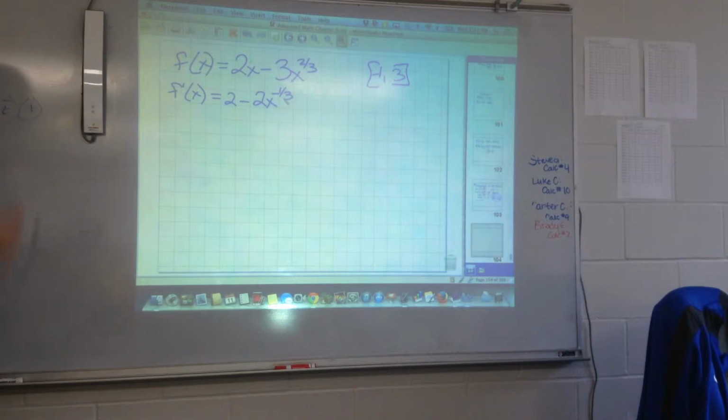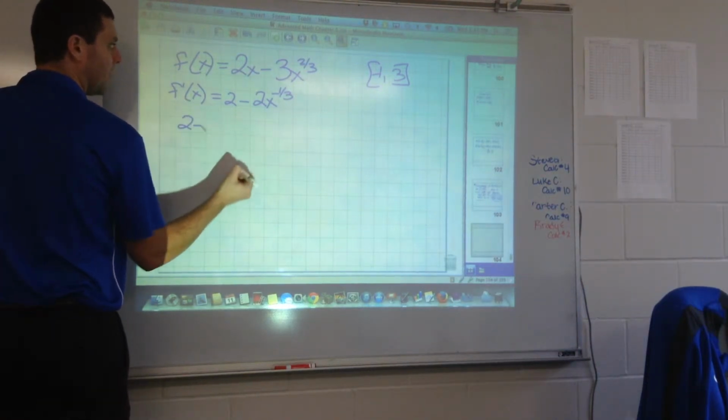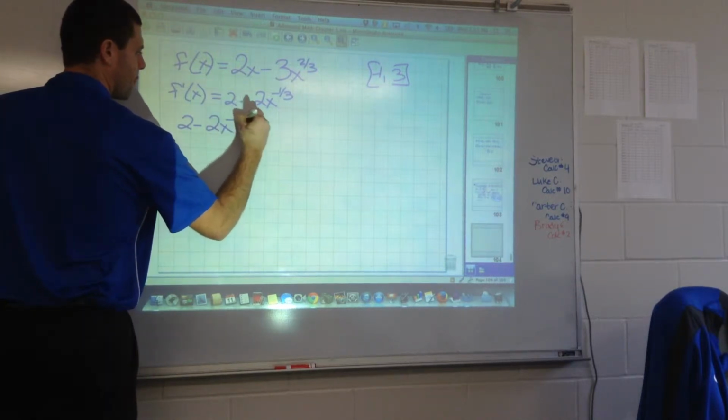Then we want to set that equal to 0 to solve. So 2 minus. I'll write it.